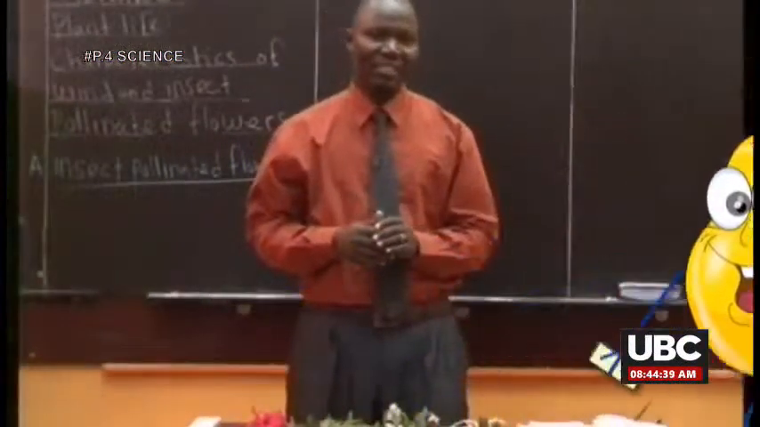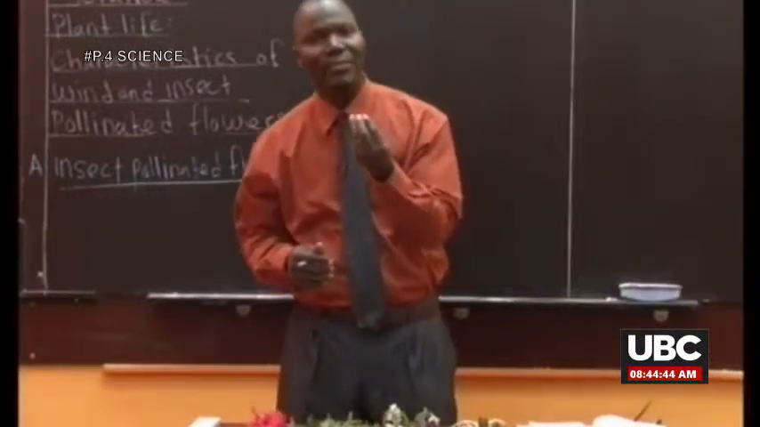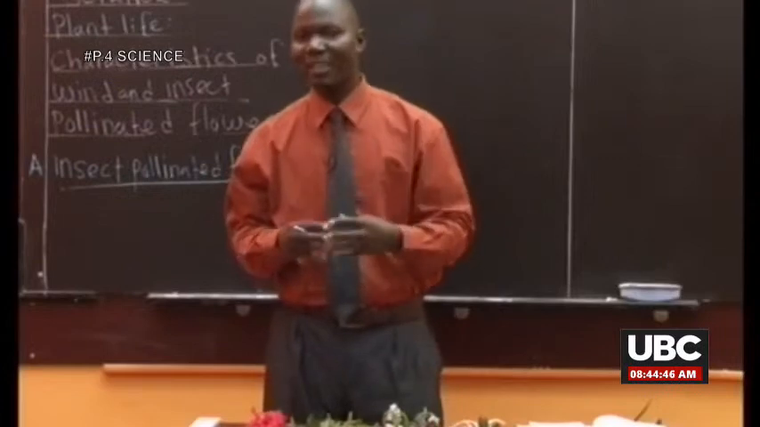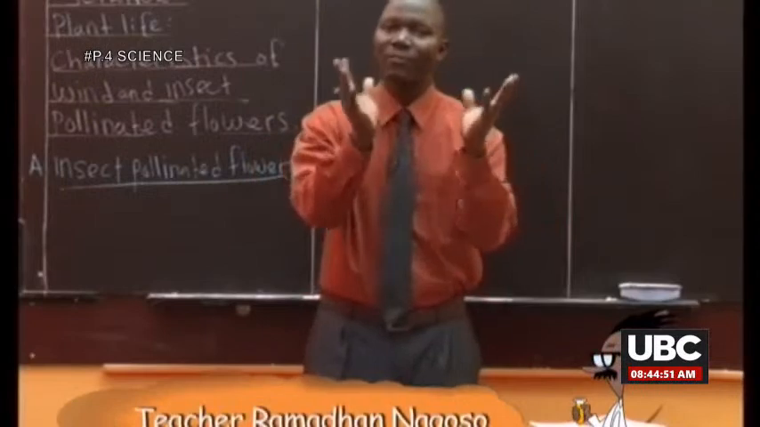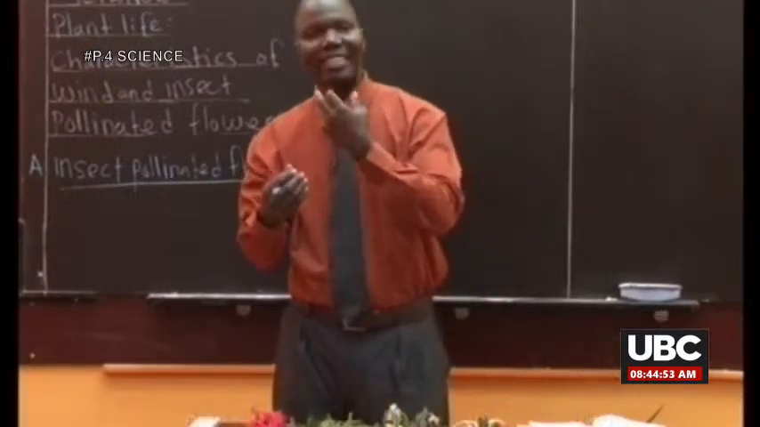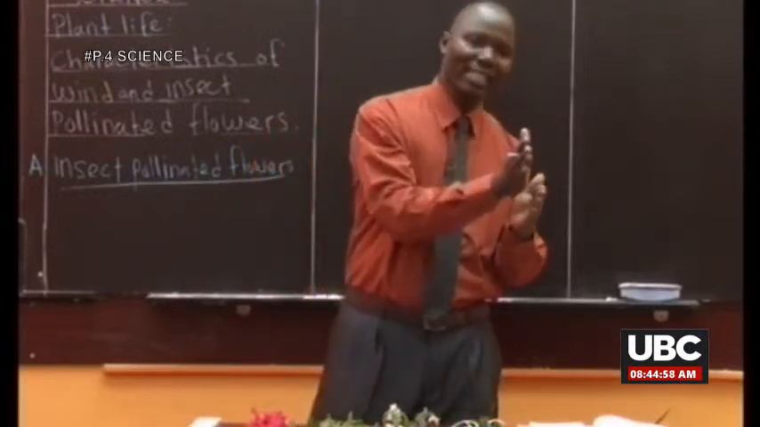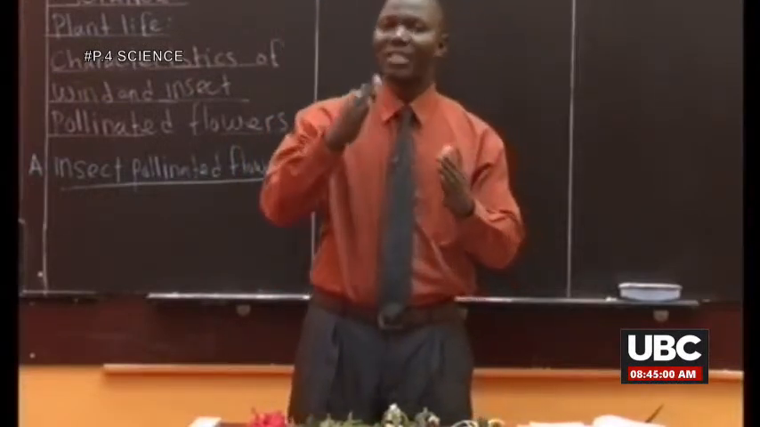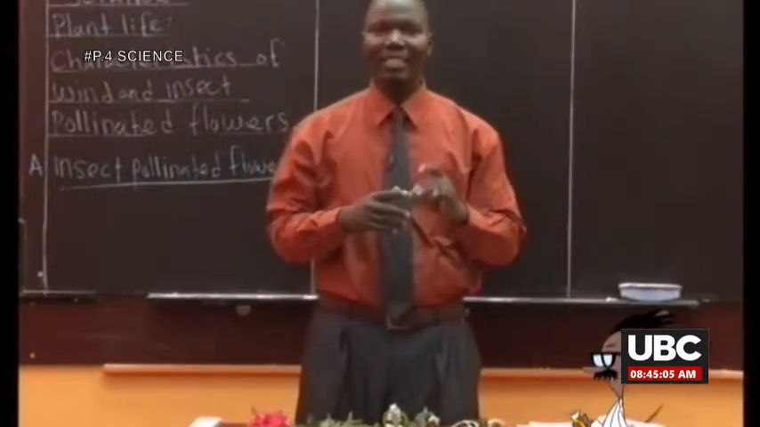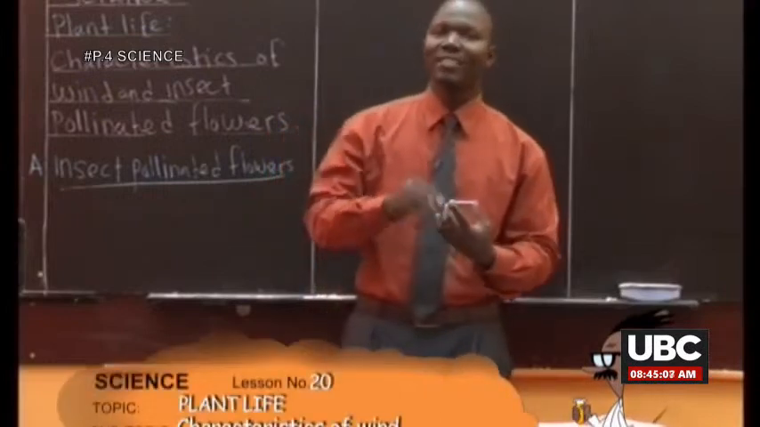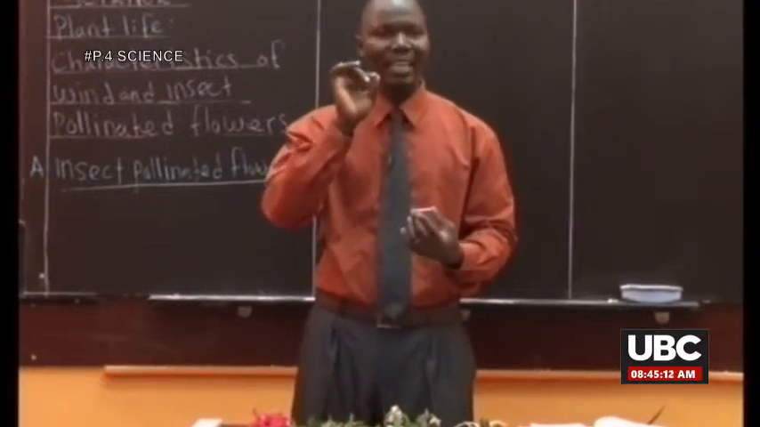Welcome back from that short break, children. Before you went for the break, I had tried to explain. I wanted us to understand when I say characteristics, the features, the things that these flowers have that enables them to be either pollinated by insects or pollinated by wind. And the first example we looked at that are written on the blackboard is those we are calling insect pollinated flowers.